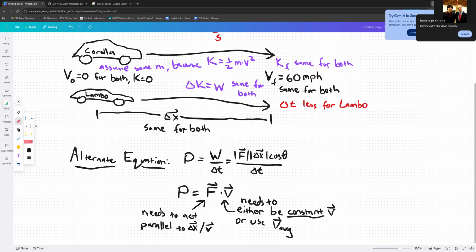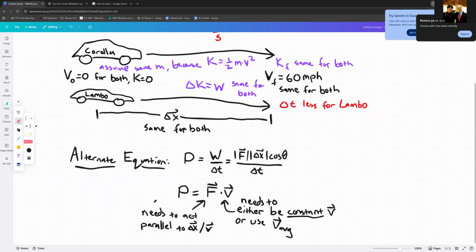But be on the lookout for if your AP question starts telling you some things about force, and then it gives you some information that you could use to find or look at velocity, keep this in mind as a way to find power. It's an alternate equation or a way to find power, because work over time with the work equation gives us delta x over delta t, which is our average velocity times force to give us power.